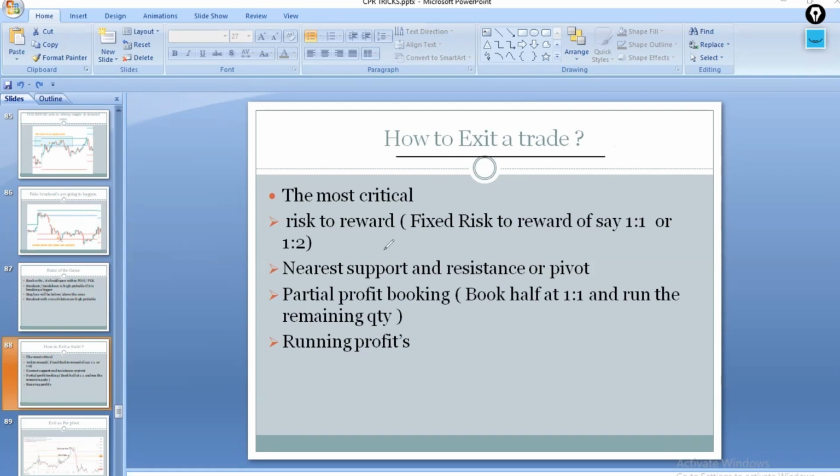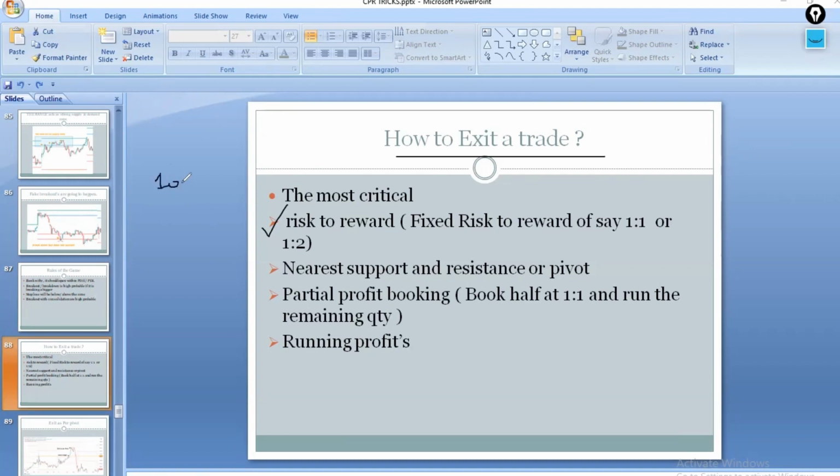If not risk to reward, then where do you actually plan to exit a trade: at the nearest support, resistance, or do you want to run the profit, right? This is what you do as a trader. So the first thing is your risk to reward, which is simply how much you are willing to risk to achieve a certain amount.